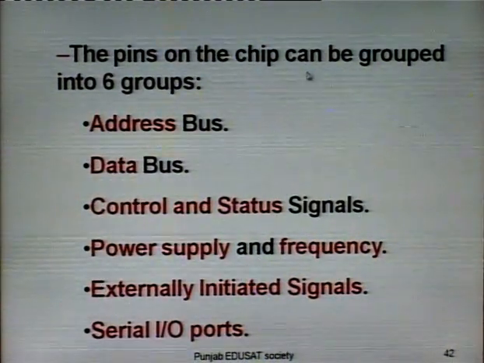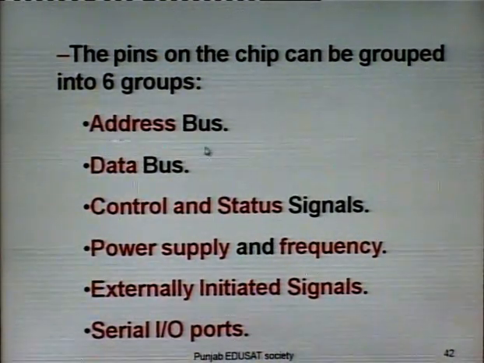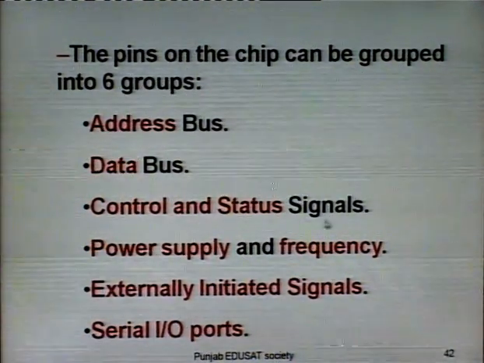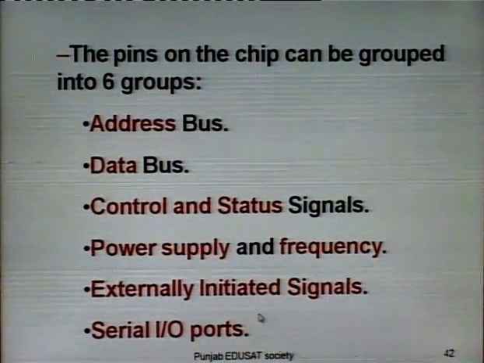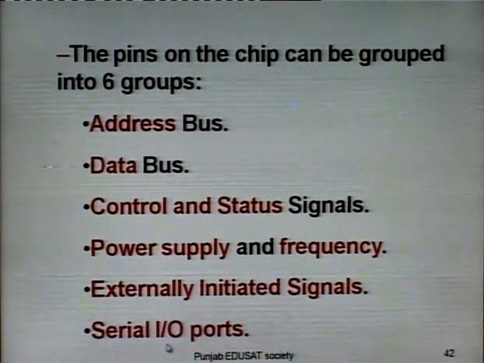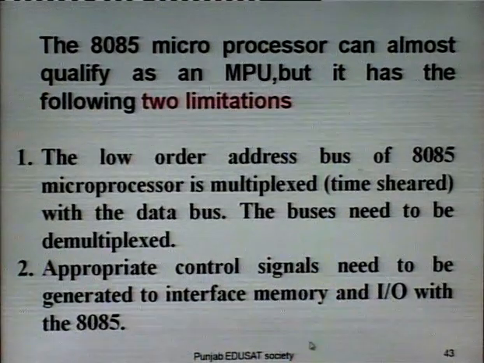These pins on the chip can be grouped into 6 groups: address bus, data bus, control and status signals, power supply and frequency, externally initiated signals, and serial input output ports.